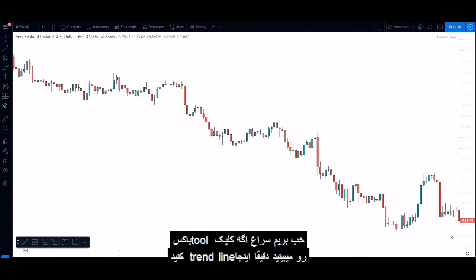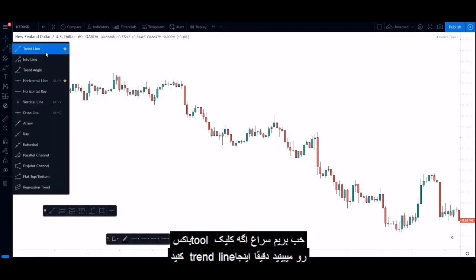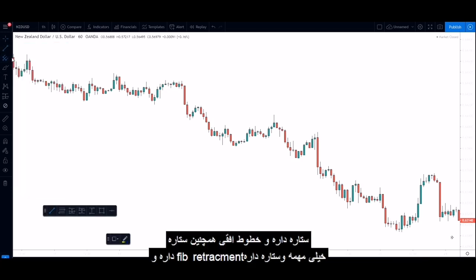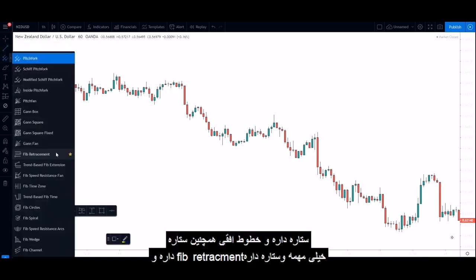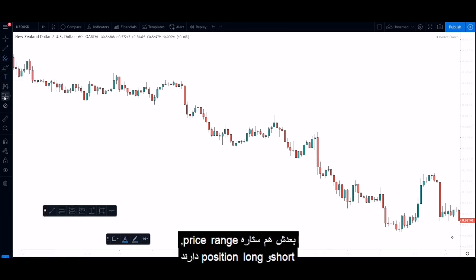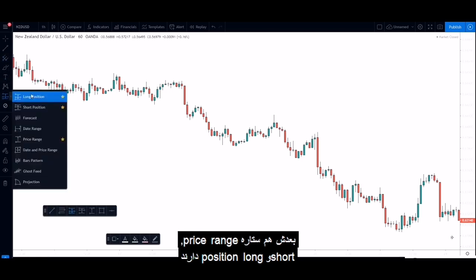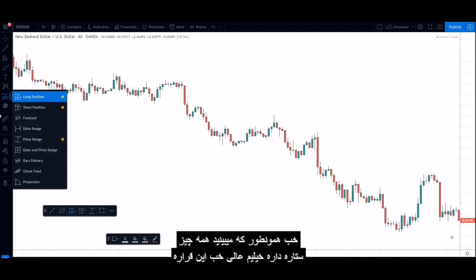Now let's go into our toolbox. Right here, you'll see your trend line. I have it starred. Horizontal line, have it starred. We'll go to here, Fibonacci retracement, very important. Have it starred, and then our long position starred, short position starred, price range starred. So everything is starred just like that.